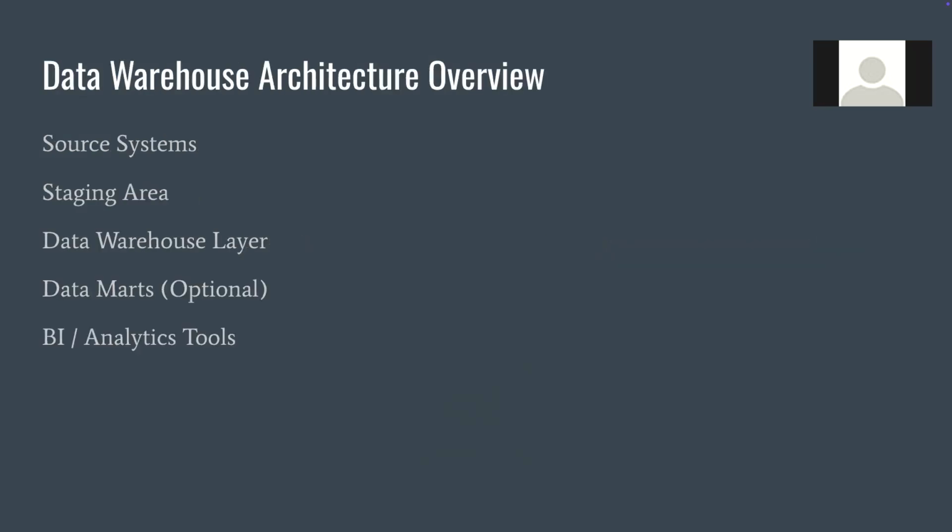Data warehouse architecture overview. There are six terms that we want to talk about: source systems, staging area, data warehouse layer, data marts, and BI tools or analytical tools. First, let's talk about source systems.